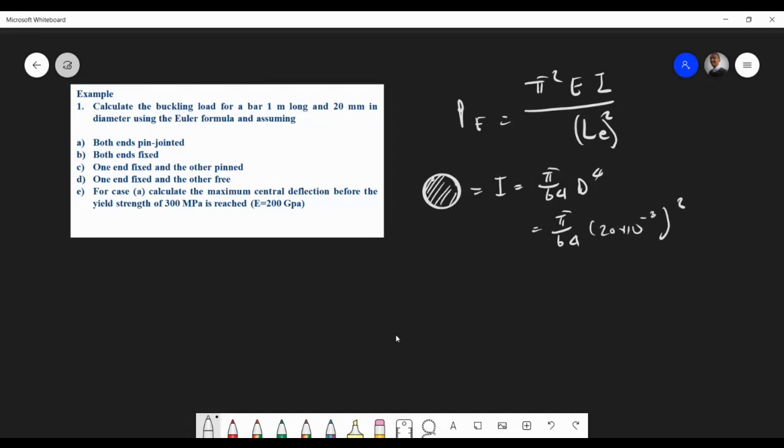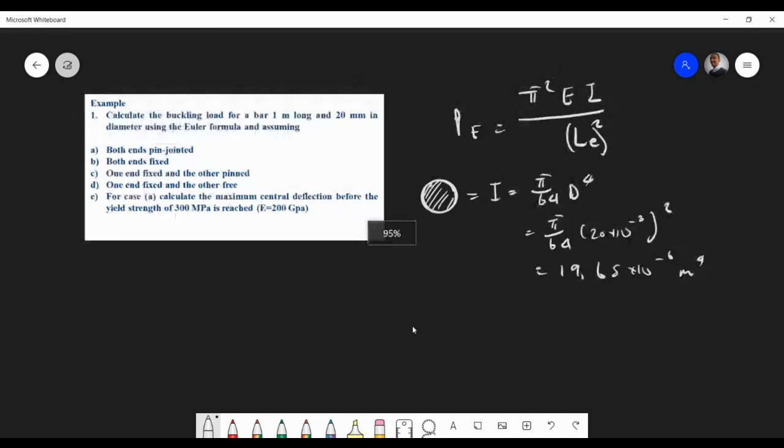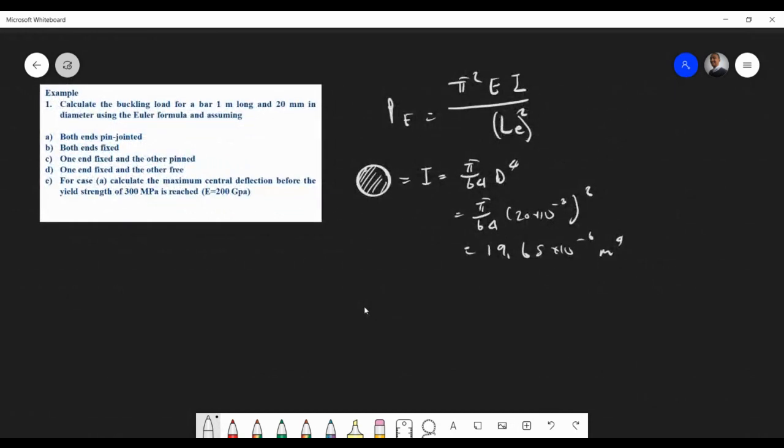Nice example. So pi over 64, 20 times 10 to the negative 3, and you get 19.65. Just check it. Are you guys happy with it? Okay, 7.854 times 10 to the minus 9. Oh, my bad, yeah, thank you. I squared instead. You can literally see me write squared there. Cool.